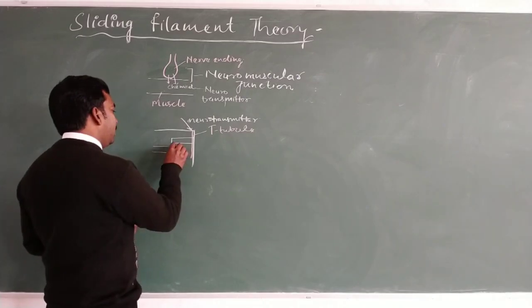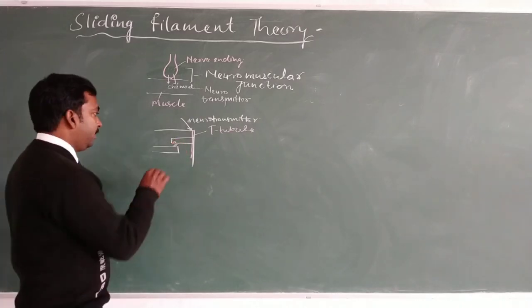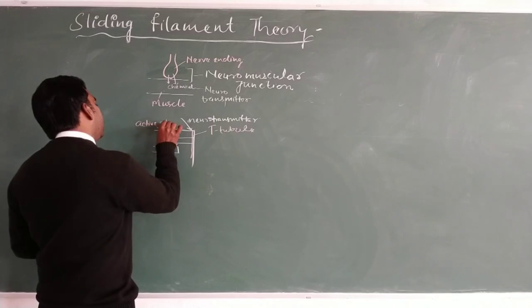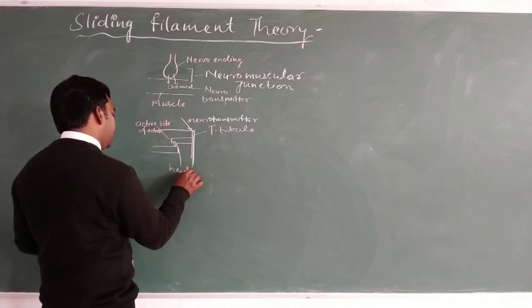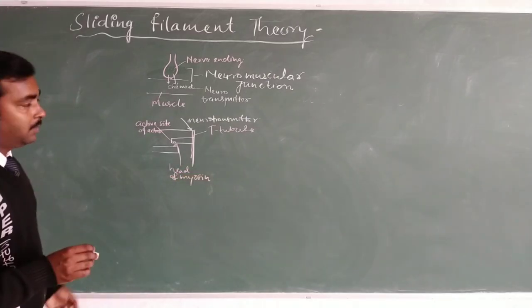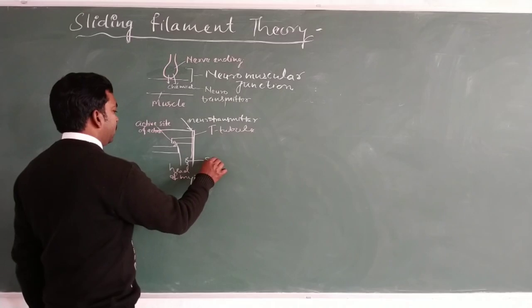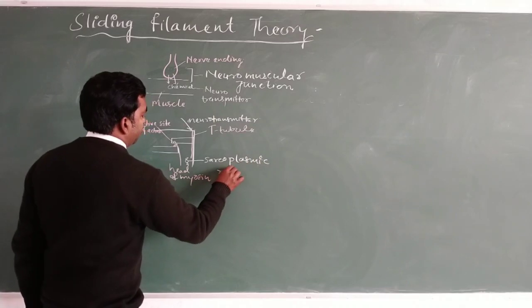and this one represents the myosin. So myosin normally contains a head, and this is the active site of actin, while this is the head of myosin. And here is the sarcoplasmic reticulum.